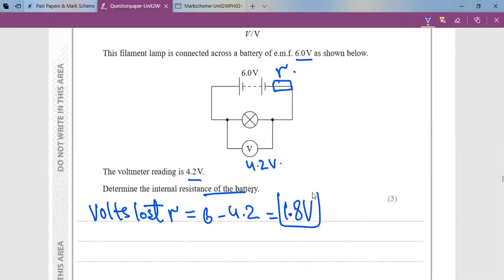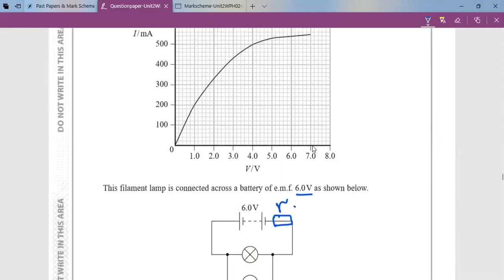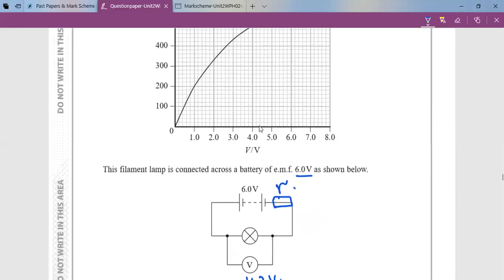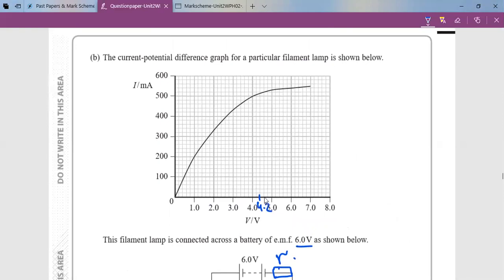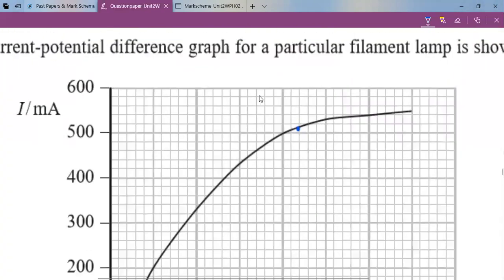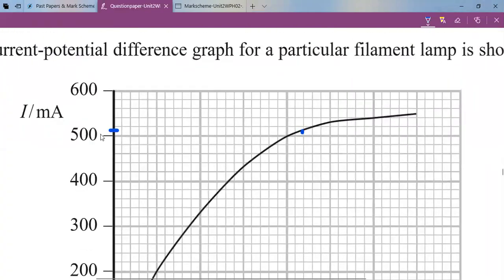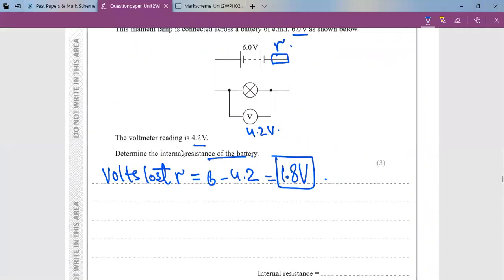Now once you have the volts lost across that resistor, you can determine the internal resistance by determining the current across it first. Now, to determine the current, you can use this graph. Why am I saying that? Well, because you've been given the voltage value as 4.2, to get the corresponding value of current at 4.2. So it's going to rise up to somewhere over here. If you zoom in, it's going to go over here, 510 milliampere. The current value is 510 milliampere.